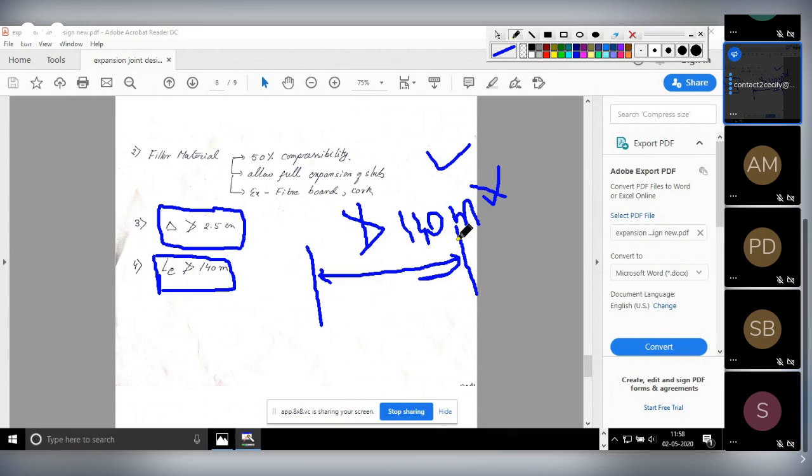What we have to do? 140 is the maximum value. If your expansion joint spacing came out to be suppose 144 meter, then we have to consider this 140 meter as the maximum spacing. We will not consider that 144 meter. If the value comes within this 140, say for example 50 meter, then okay, LE can be taken as 50 meter because it is safe. It is under the recommendation. Clear?